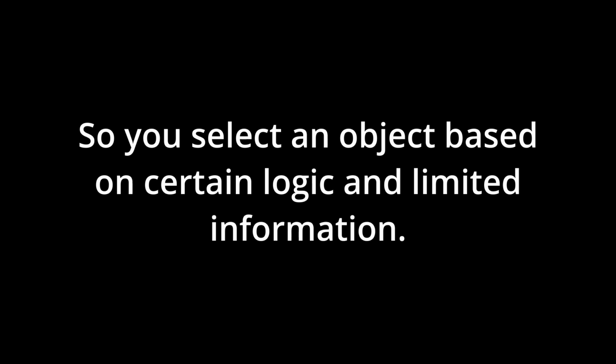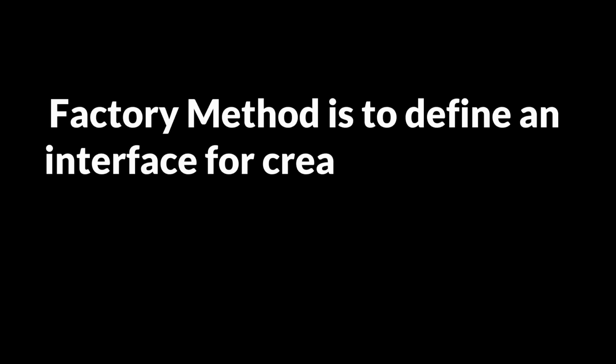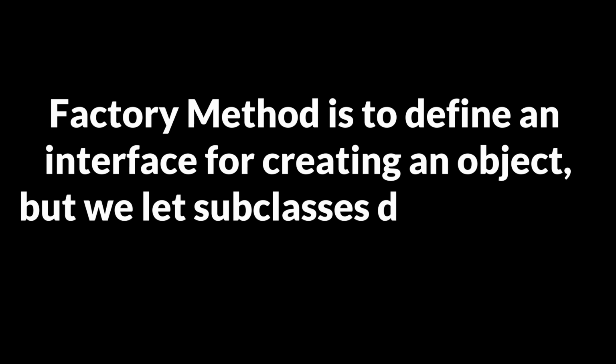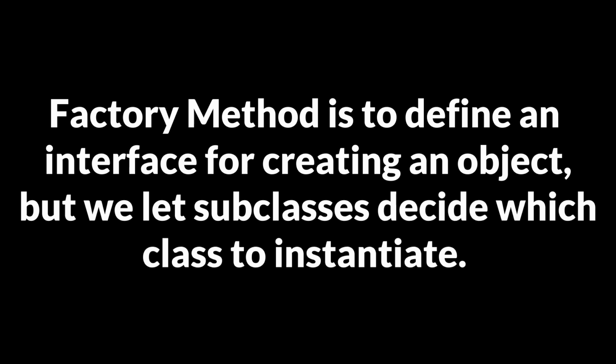Let's revisit the first line of the definition. Define an interface for creating an object, and let subclasses decide which class to instantiate. We are the subclass in this factory, and we are going to decide which person we should return, so that means we are going to decide which class to instantiate.